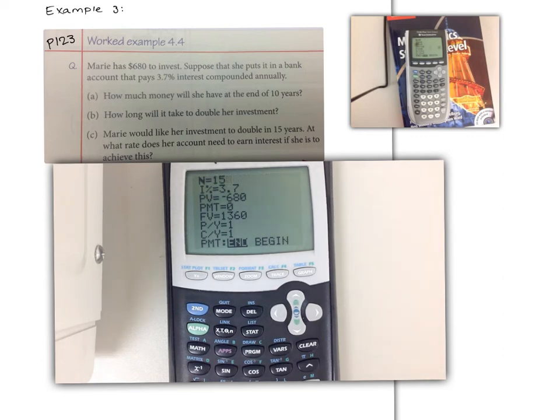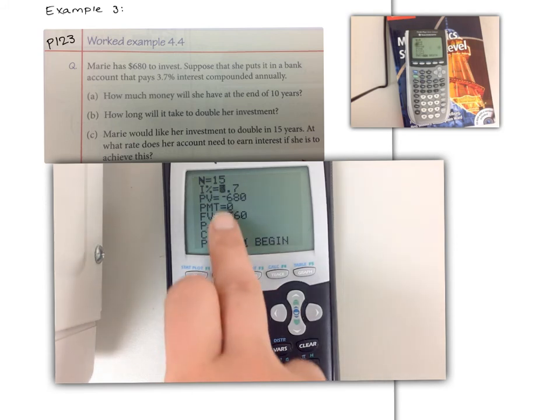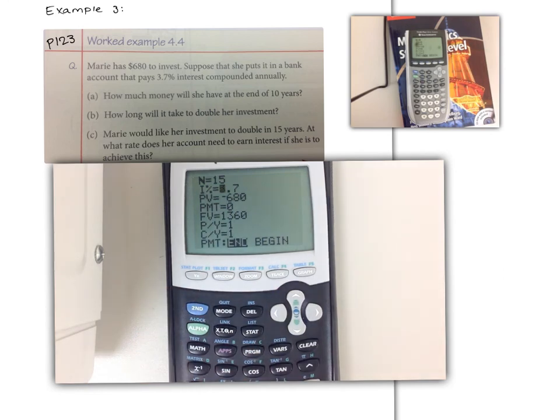Okay, so 19.1 years. Now, the last question says if she wants it to double in 15 years, so n would be 15, what would the interest rate have to be? Notice I'm just filling in what we know and then solving for what we don't. We want to know what the interest rate would be. Instead of 3.7, let's say alpha, solve, and it would have to be 4.7% to double in 15 years.